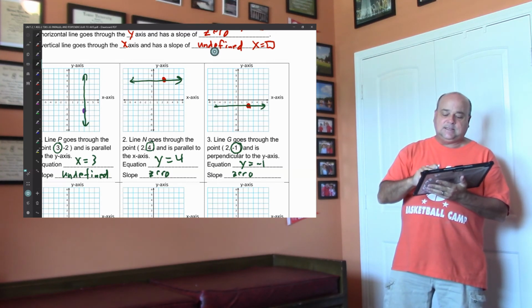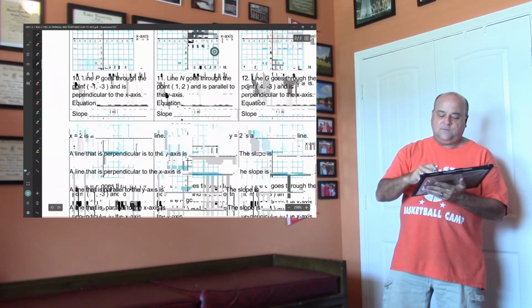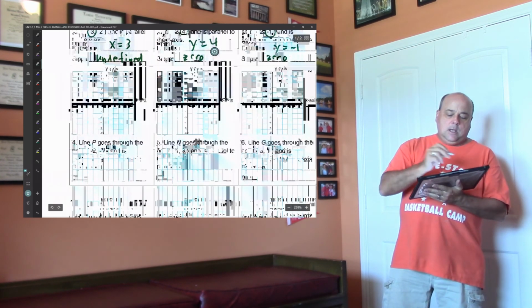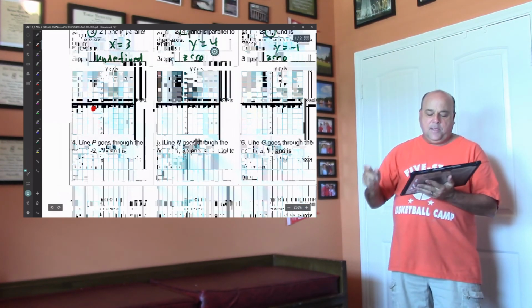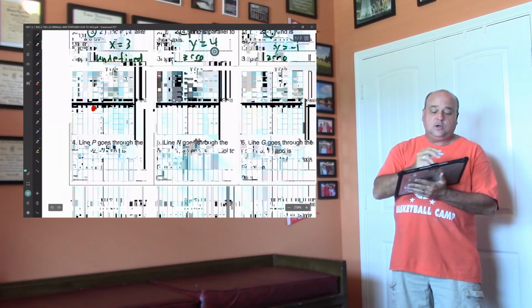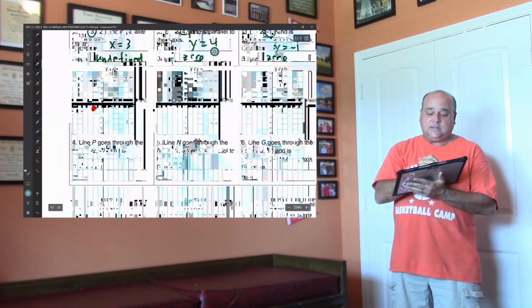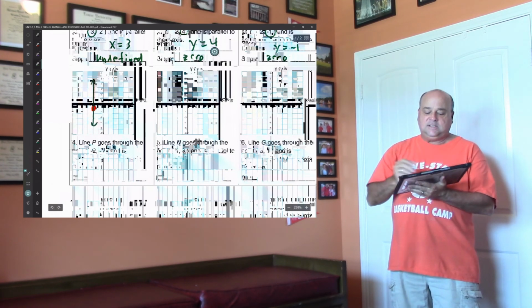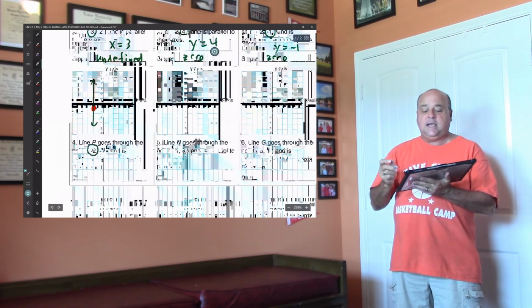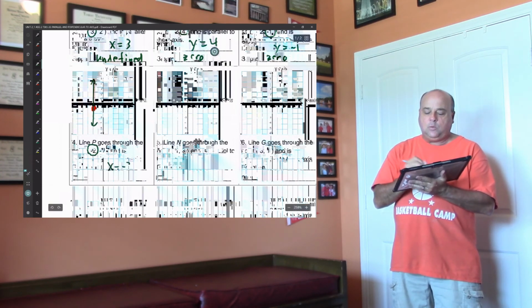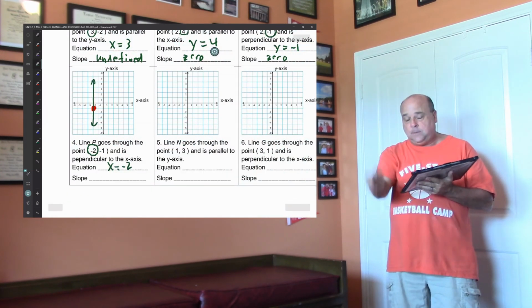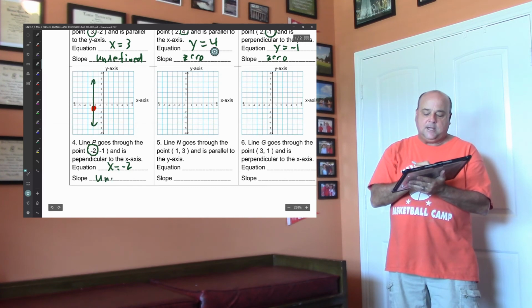And lastly, this is the last one I'm going to do for you, then you can finish the rest up. Number 4, a line goes through -2, -1, so -2, -1 is right here, and is perpendicular to the x-axis. So if it's perpendicular to the x-axis, it'll go through the x-axis, won't it? Notice that this line goes through x, circle the x, and it goes through x at -2, doesn't it? So the equation is x equals -2. Since it goes straight up and down, the slope is undefined.